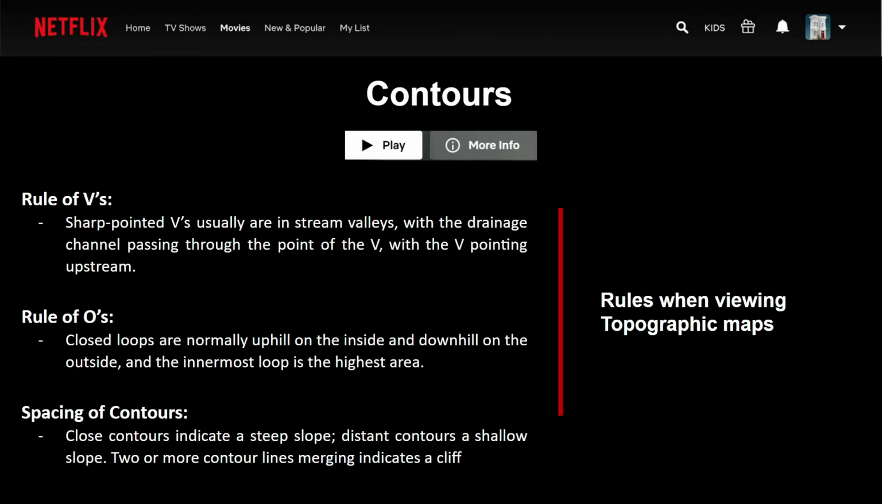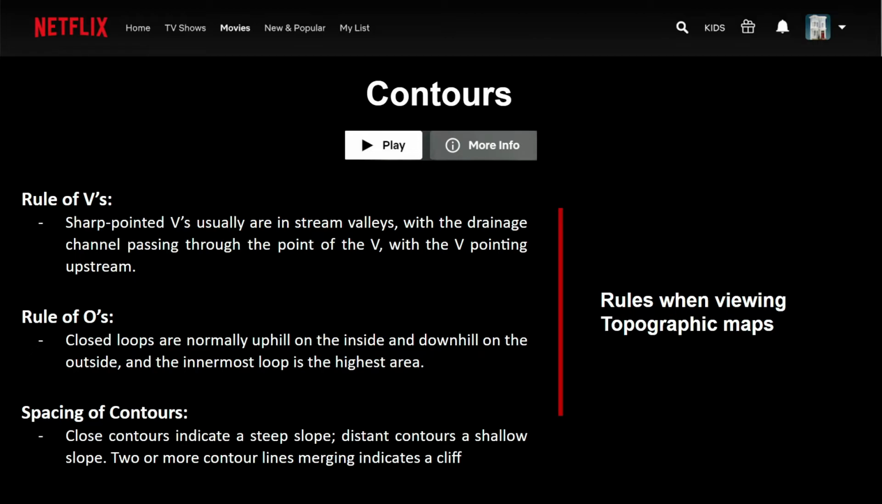Here we have the rules when viewing topographic maps. The first rule, which is the rule of V's. Sharp pointed V's usually are in stream valleys, with the drainage channel passing through the point of the V, and with the V pointing upstream. Rule of O's. Closed loops are normally uphill on the inside and downhill on the outside, and the innermost loop is the highest area or the summit, or usually the summit.